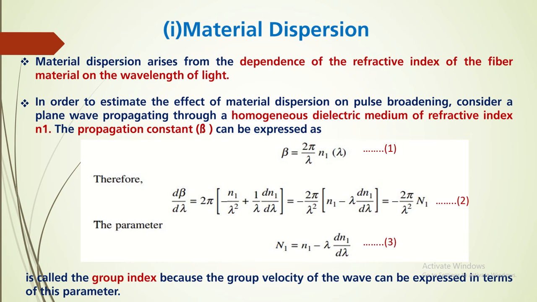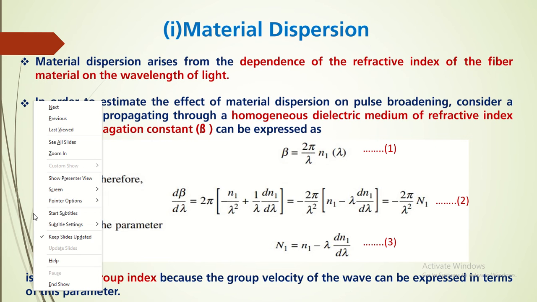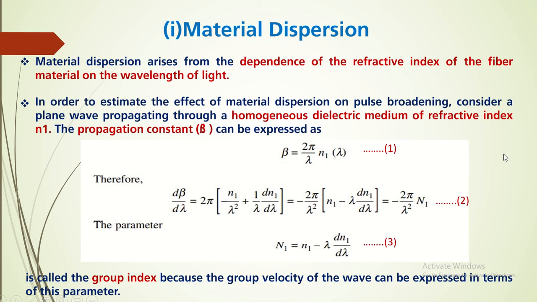Now we will see the types of dispersion. The first type is material dispersion. Material dispersion arises from the dependence of the refractive index of the fiber material on the wavelength of light. In order to estimate the effect of material dispersion on pulse broadening, consider a plane wave propagating through a homogeneous dielectric medium of refractive index n1.